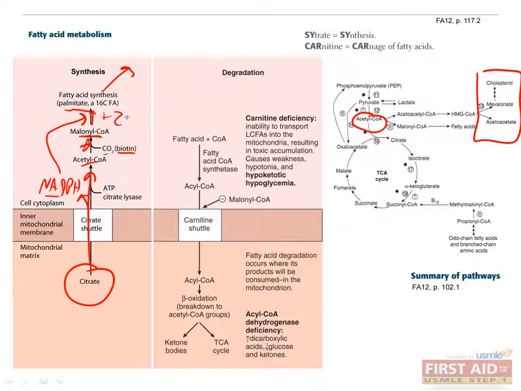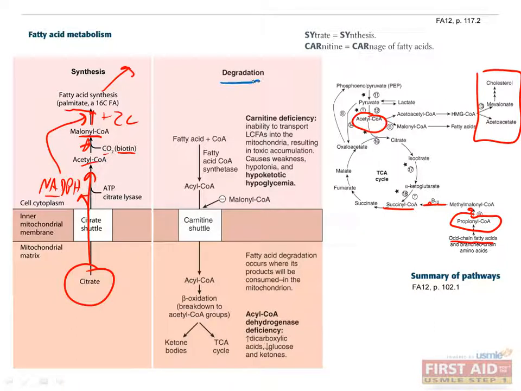Since carbons are only added 2 at a time, this can only create even-chain fatty acids, which have an even number of carbons. To create odd-chain fatty acids, propionyl coenzyme A is used. For the same reason, when odd-chain fatty acids are degraded, they also have to create a molecule of propionyl coenzyme A, which enters the TCA cycle as succinyl coenzyme A.